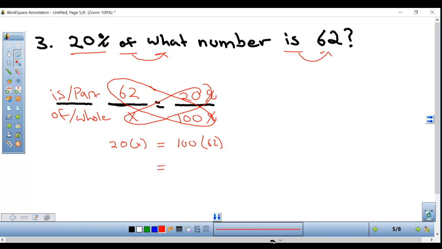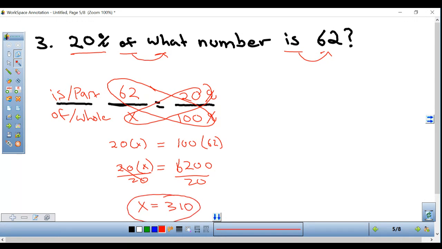I'm going to solve what we can. 6,200 and 20x. By now, we should be getting used to dividing here. Divide by 20. Let's see. And 6,200 divided by 20 gives me 310. So x is equal to 310. This means that 62 is 20% of 310. Let's check it out.